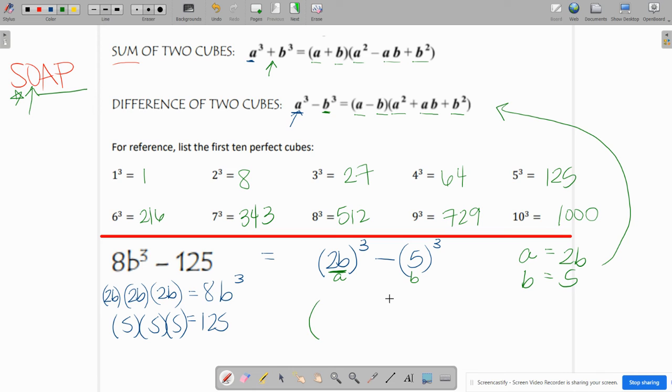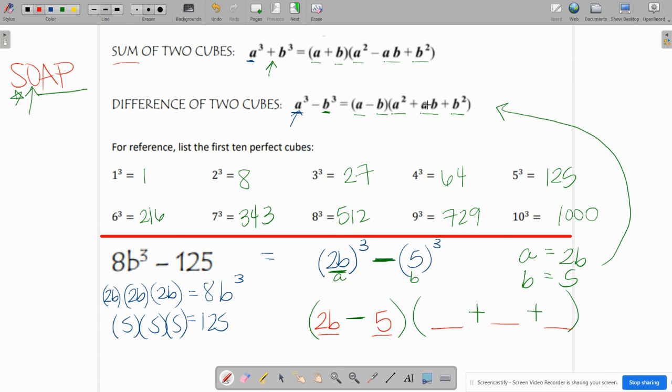We're going to have a binomial and a trinomial, and we're going to use SOAP. So we're going to have the same sign first, then the opposite sign, and then always positive. Now we need to fill in these blanks. The first blank is whatever the item was being cubed, your A value. So 2b is what was being cubed, so 2b is going to go in here. Minus, it's going to be the cube root of this. The cube root of 125 is 5, right? That's what was being cubed. So 2b minus 5.